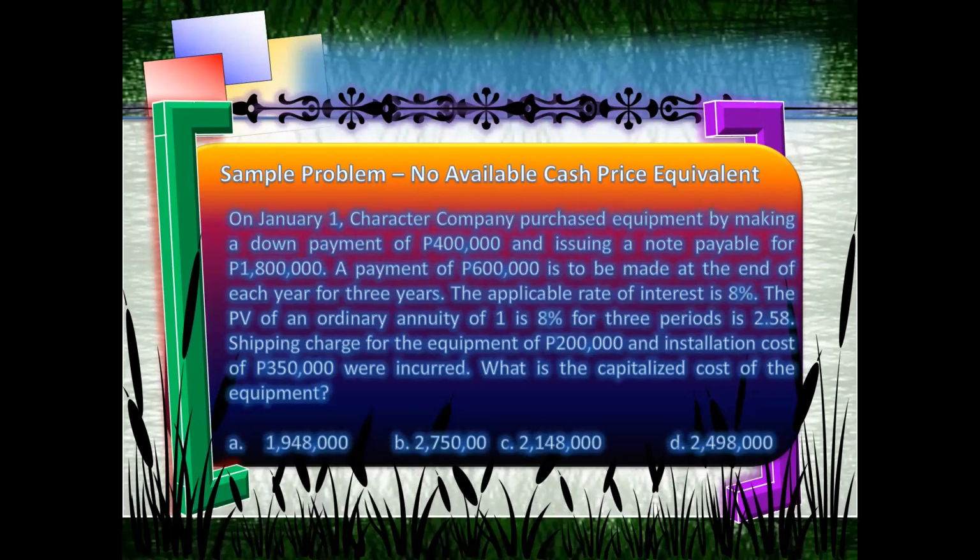So, in this particular sample problem, we have character company, nag-purchase siya ng equipment. So, nagbigay siya ng down payment, 400,000. Tapos, nag-issue siya ng note payable worth 1.8 million. So, a payment of 600,000 is to be made at the end of each year for 3 years. No? So, the applicable rate of interest is 8%. So, the present value of an ordinary annuity of 1 at 8% for 3 periods is 2.58. Shipping charge for the equipment of 200,000 and installation cost of 350,000 were incurred. So what is the capitalized cost of the equipment?